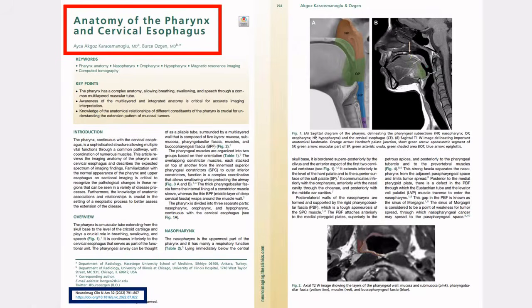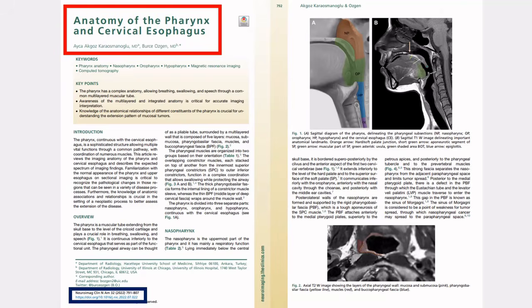I used several references for making this presentation. It's not that I'm so knowledgeable out of my own. I have to look a lot of things up. I continuously learn new things by making these presentations, and I learned a lot from this excellent reference article on anatomy of the pharynx and cervical esophagus, and I recommend it greatly.